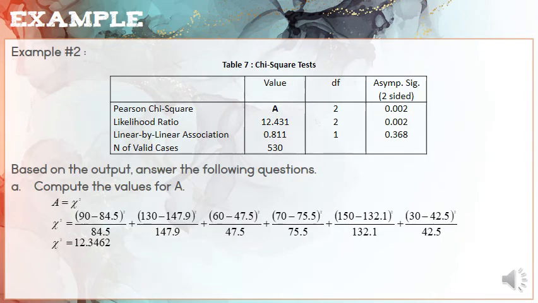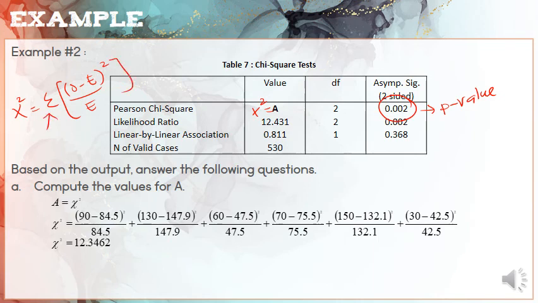So this is another output. Pearson chi-square A. It does not give the value of A. Degree of freedom 2 and the p-value is 0.002. So based on the output, answer the following questions. Compute the value of A. So A is the chi-square. The formula to find chi-square is the summation of observed minus expected, squared, divided by expected. Please take note that we have a summation. So you do it for the first cell, second cell, until the last cell that you have. And we get 12.3462.